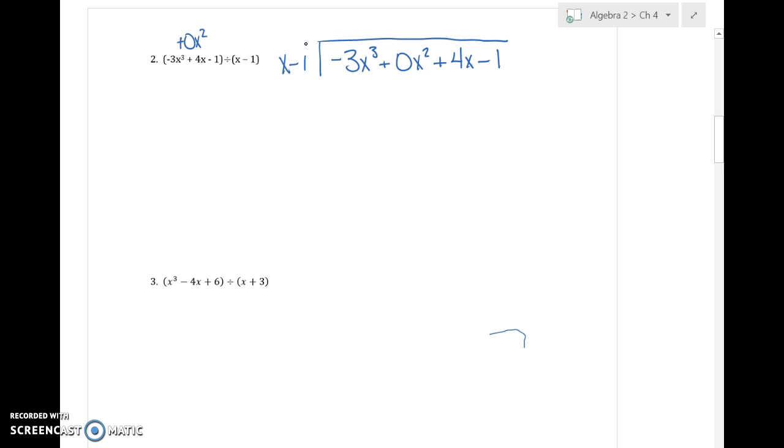Okay, step 1. X times what gives us negative 3x to the third? So we're looking for this thing right here. X times what would give us negative 3x to the third? We need a negative 3 in there. And to get x to go up to x to the third, we need x squared.